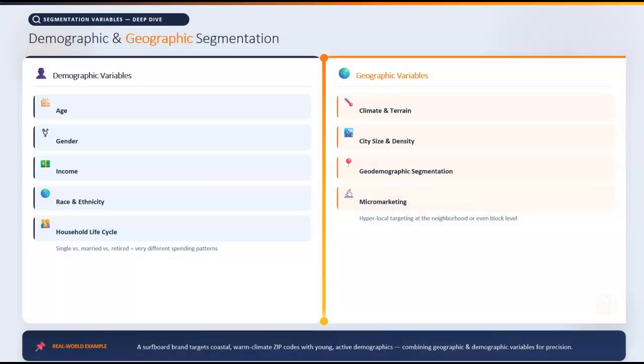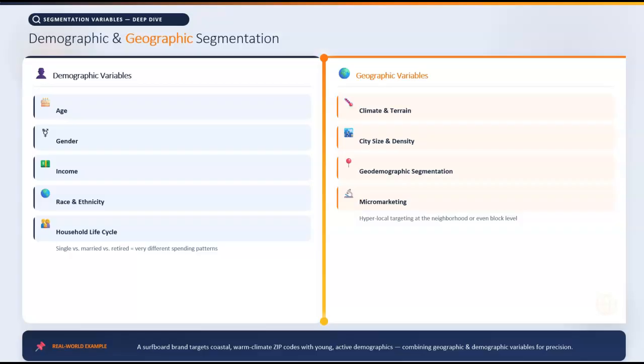The first segments we'll talk about are demographic and geographic segmentation. Demographic variables include age, gender, income, race and ethnicity, and household life cycle. Single versus married versus retired equal very different spending patterns. On the geographic side, there's climate and terrain, city size and density, geodemographic segmentation, and micro-marketing: hyper-local targeting at the neighborhood or even block level.